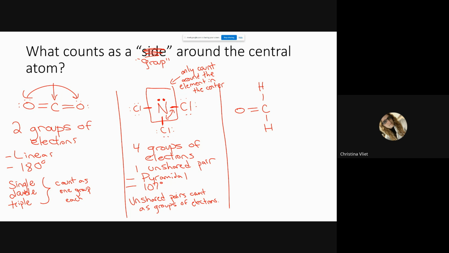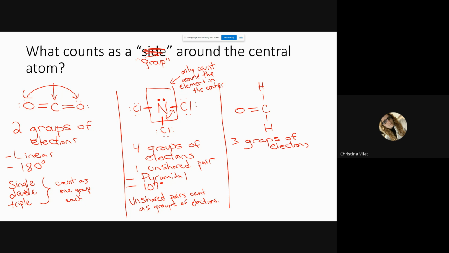How many groups of electrons are in the molecule on the right? So how many groups are around the carbon? How many electron groups? How many do you count? 3. Right? Because the single bonds each count as 1, but the double bonds each also only count as 1, just to be clear. This is 3 groups. Are there any unshared pairs? No.